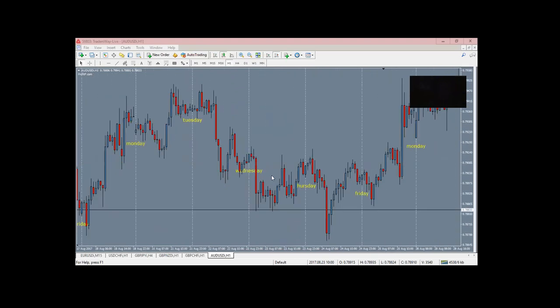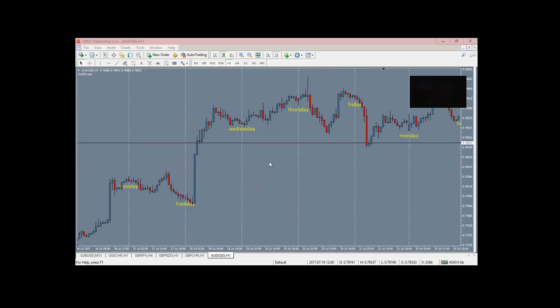So what I like to do is move my chart just anywhere on it, just randomly.